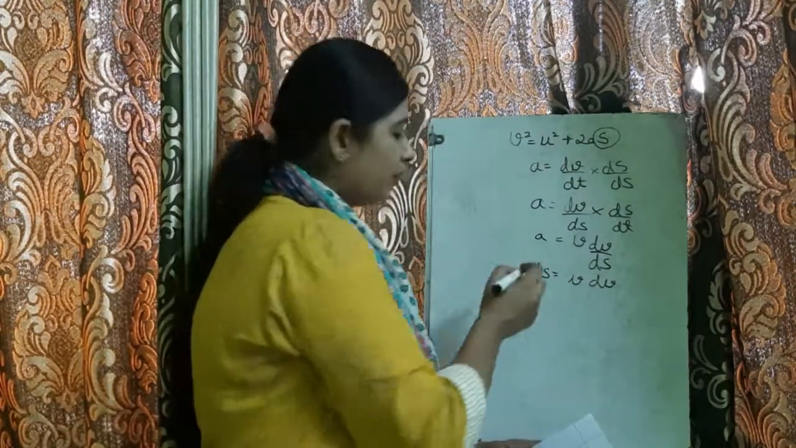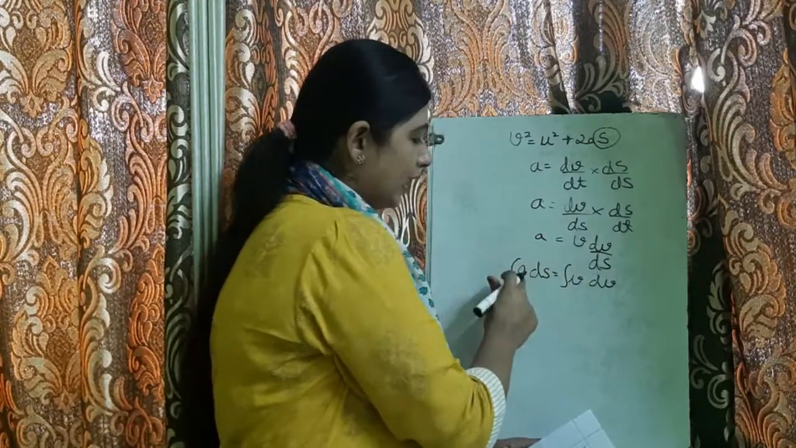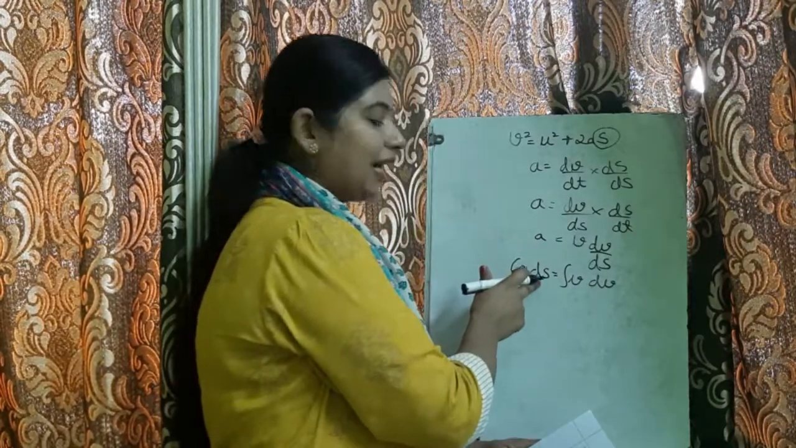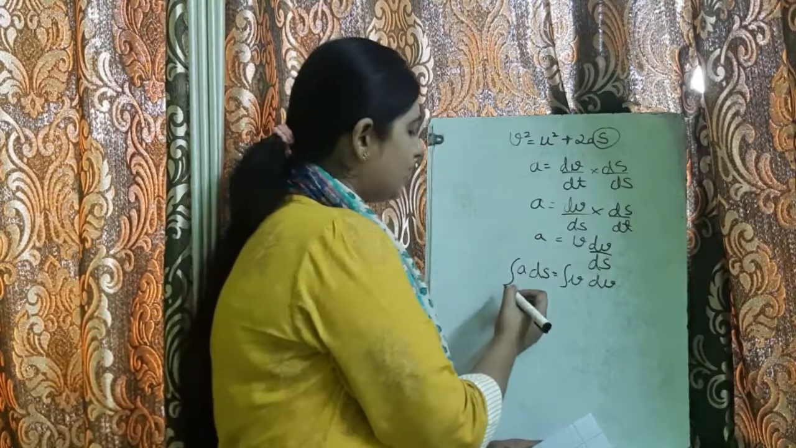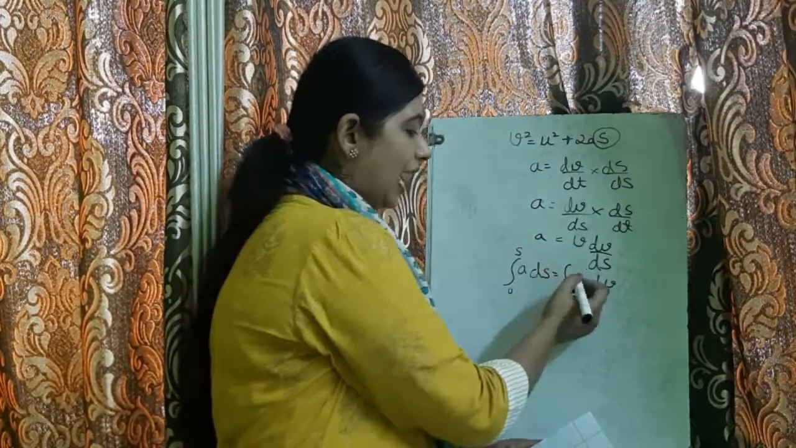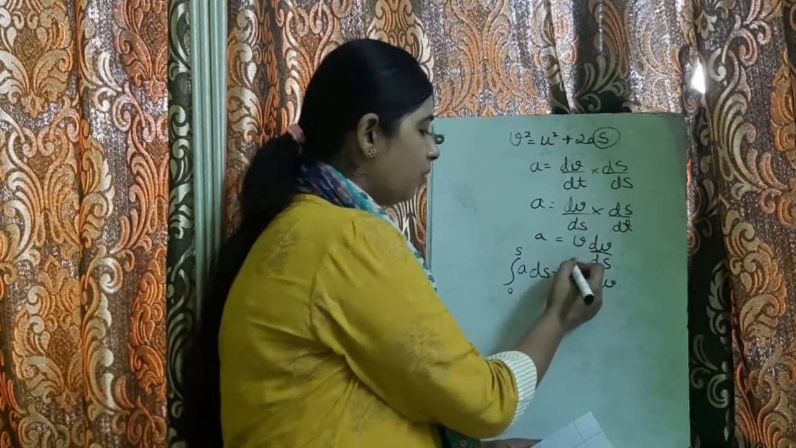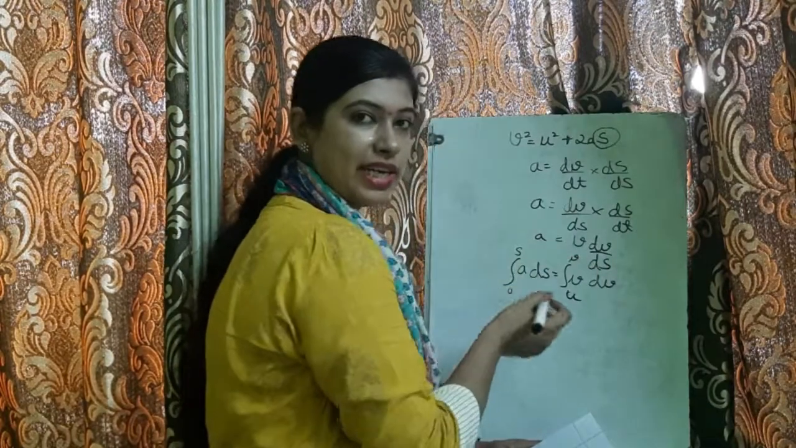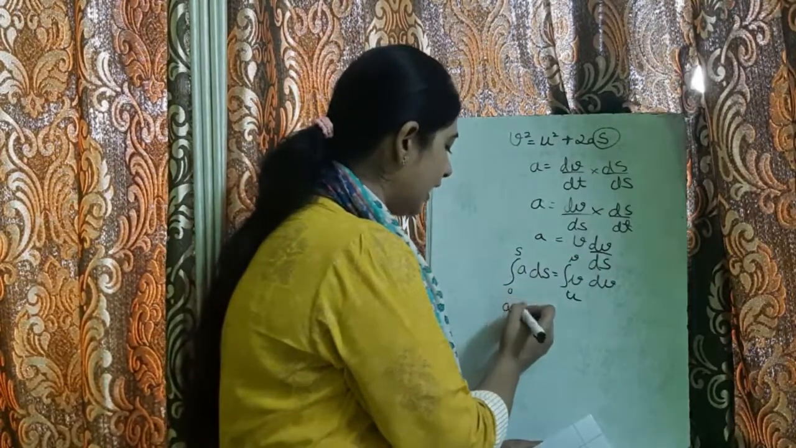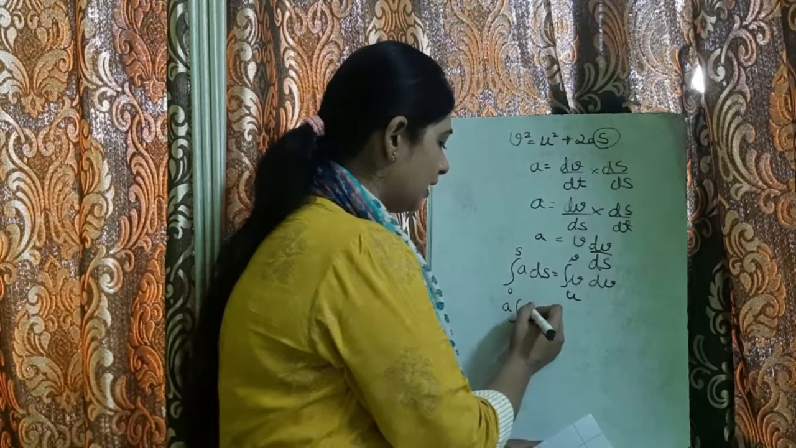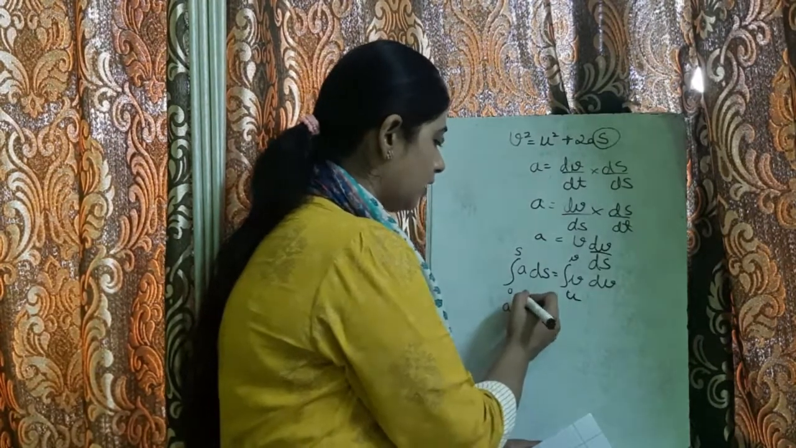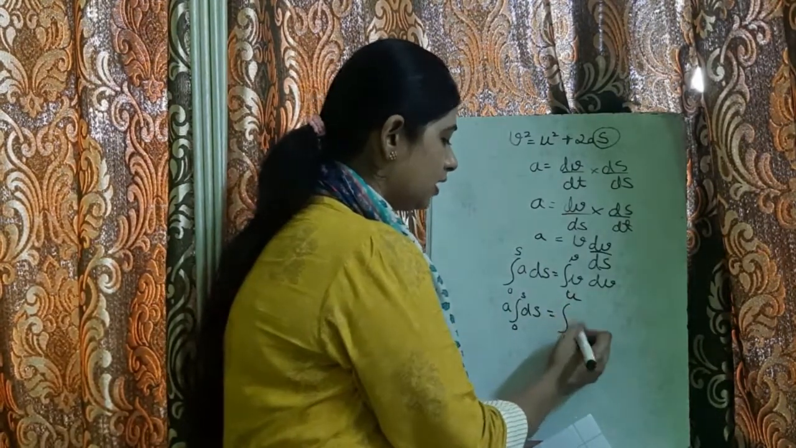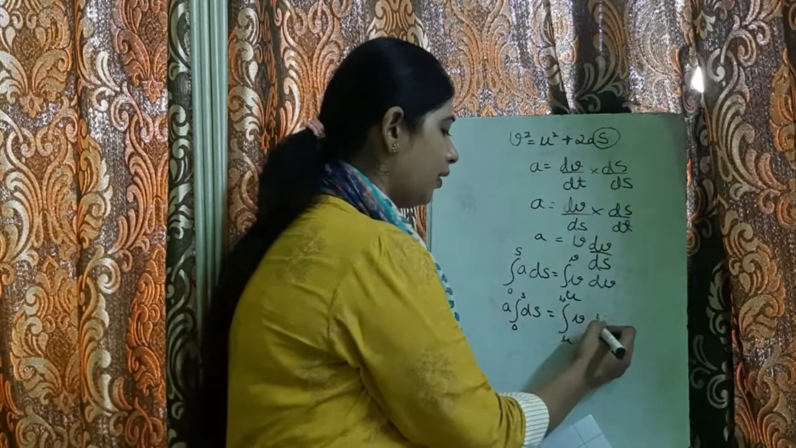Now what we will do? We will integrate. a is constant here, and the limits of s are from 0 to s and the limits of velocity are from u to v. Here a is constant, so it will come out of the integration: a into integral of ds is equal to integral of v dv.